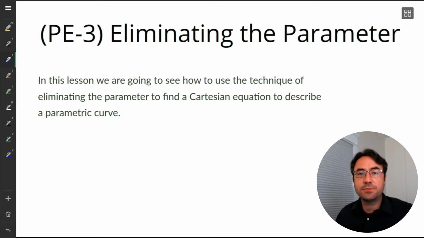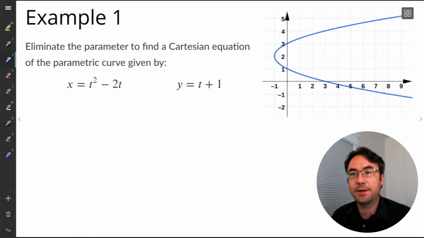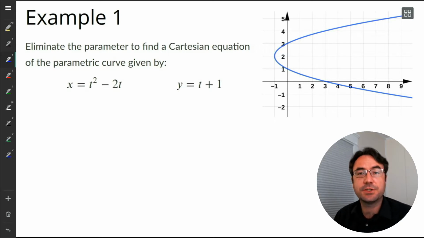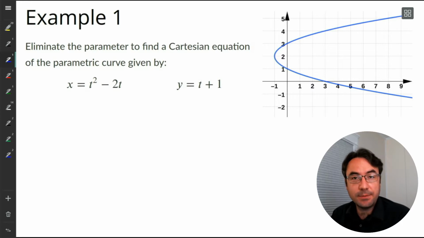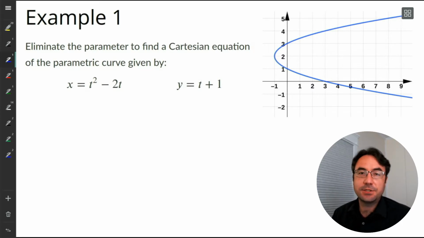All right, so let's just look at a few examples, and we're going to start with example 1. This is the parametric curve and system of parametric equations that we started with in the last lesson. What we're going to do is see how we can eliminate this parameter t to find a Cartesian equation that really describes this parametric curve.